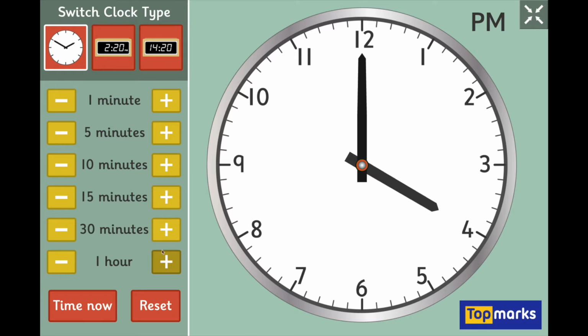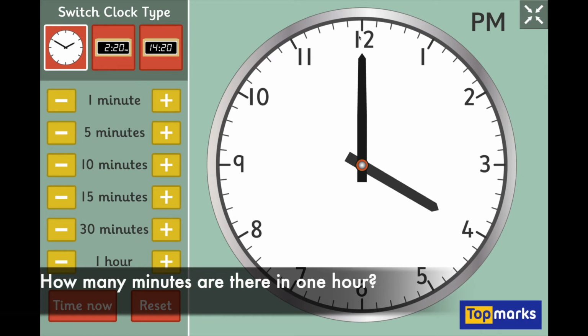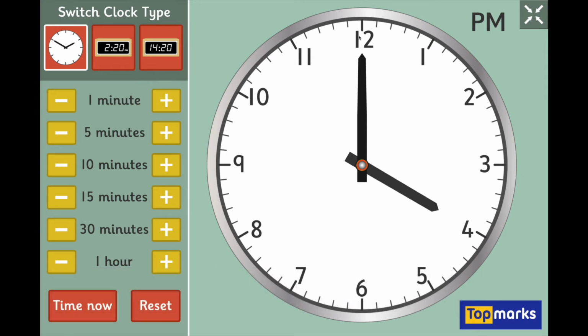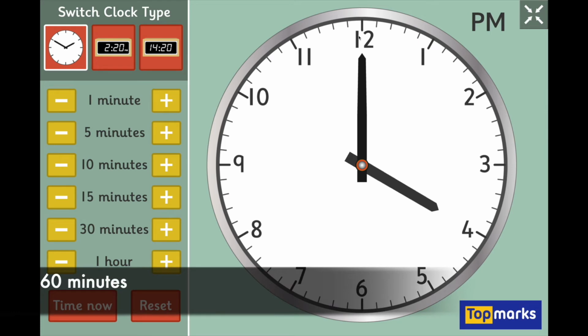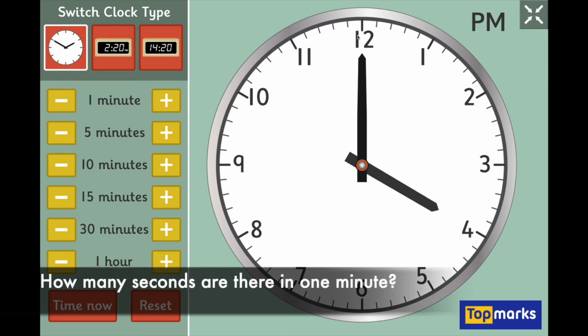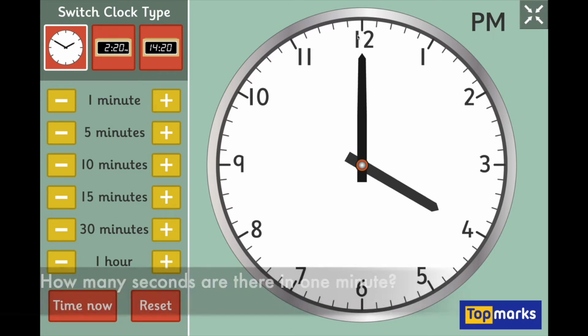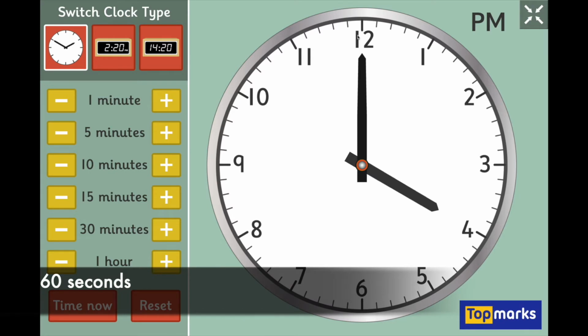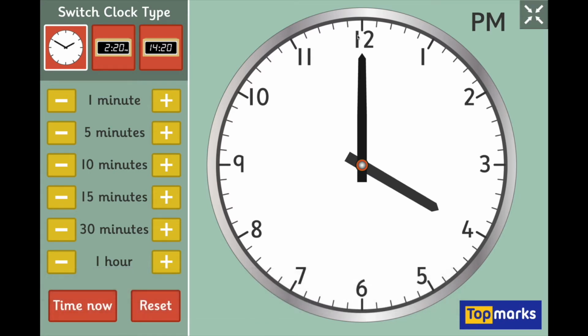Now, do you know how many of these little lines are around the whole clock? Another way of phrasing that question is, how many minutes are there in 1 hour? Yes, that's right. 60 minutes. So the minute hand has to move 60 times before it reaches the next hour on the clock. And how many seconds are there in 1 minute? Yes, correct. 60 seconds. So every 60 seconds, the minute hand on the clock will move.